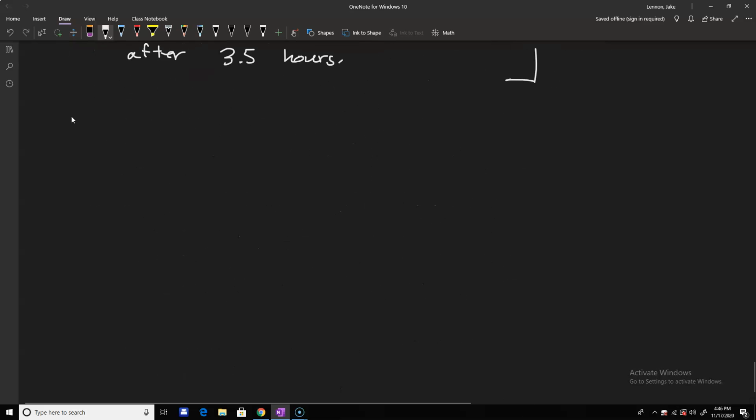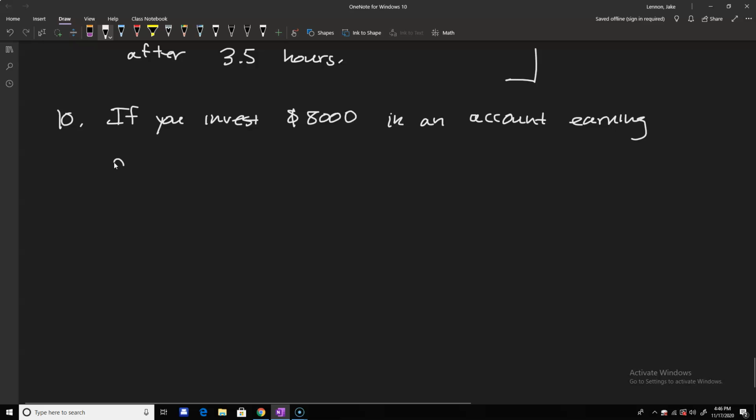And then for the last one, we'll look at a compound interest formula. If you invest $8,000 in an account, earning 2.3%, compounded quarterly, what is the value after 5 years?